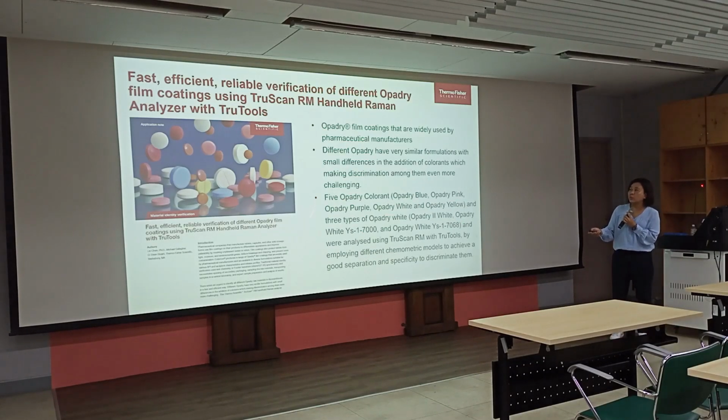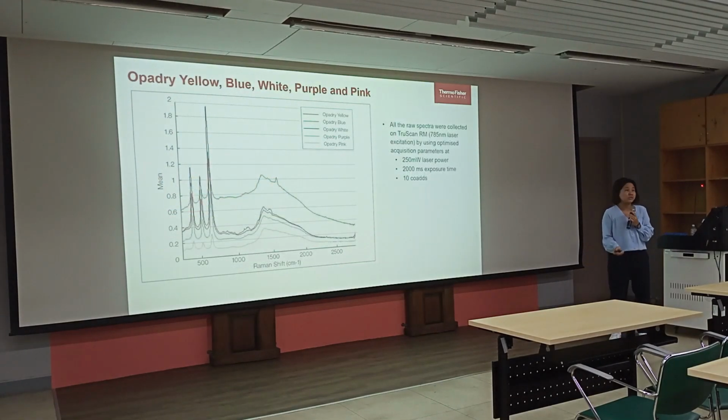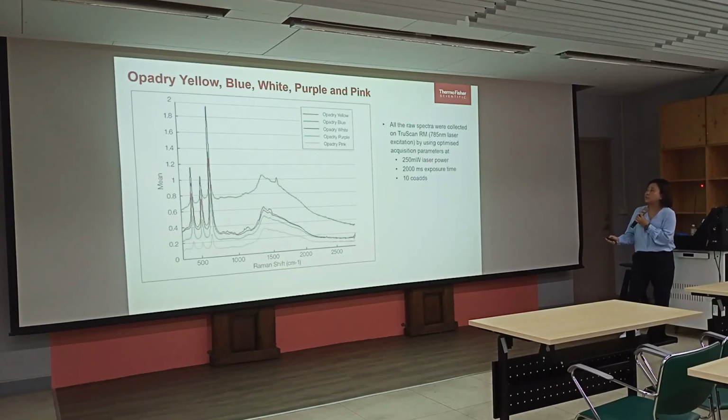So how do we define this Opadry in different colors? Although it's in different colors, the spectra look very similar. A lot of users have a problem differentiating this Opadry with different colors because the spectra are very similar. But with the TruScan, with the TruTools, we can optimize the parameters on the laser power, exposure time, and also the average spectra.